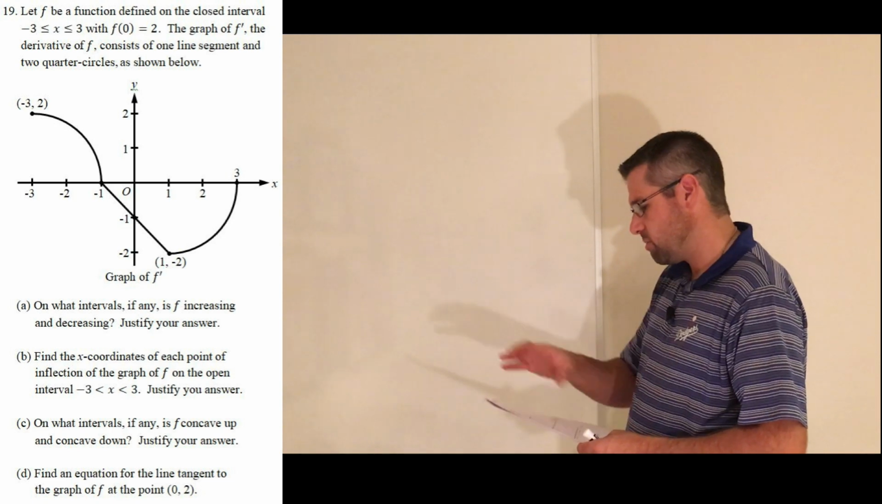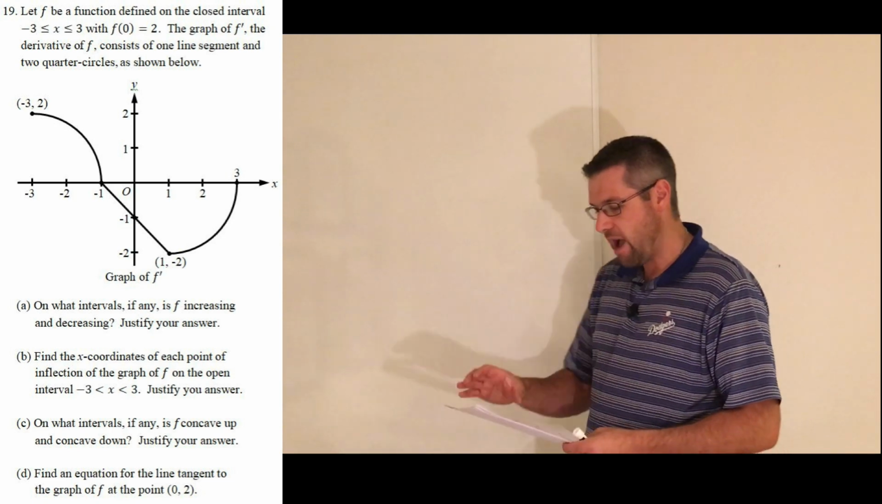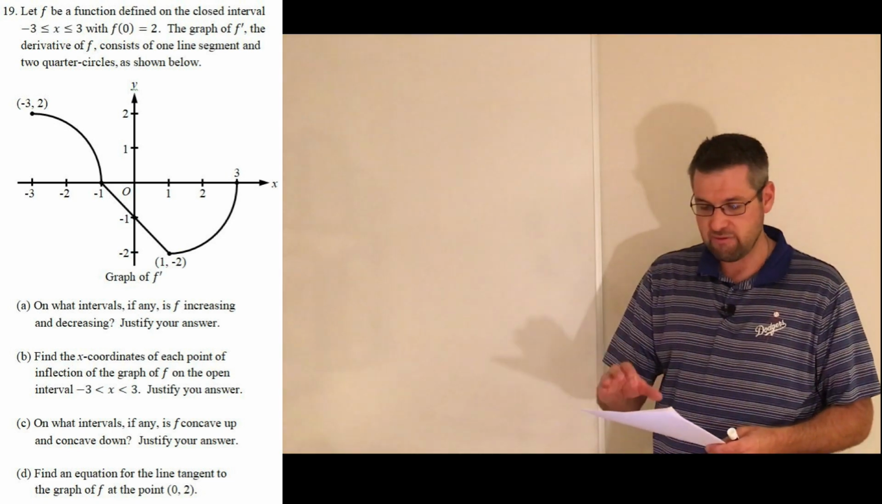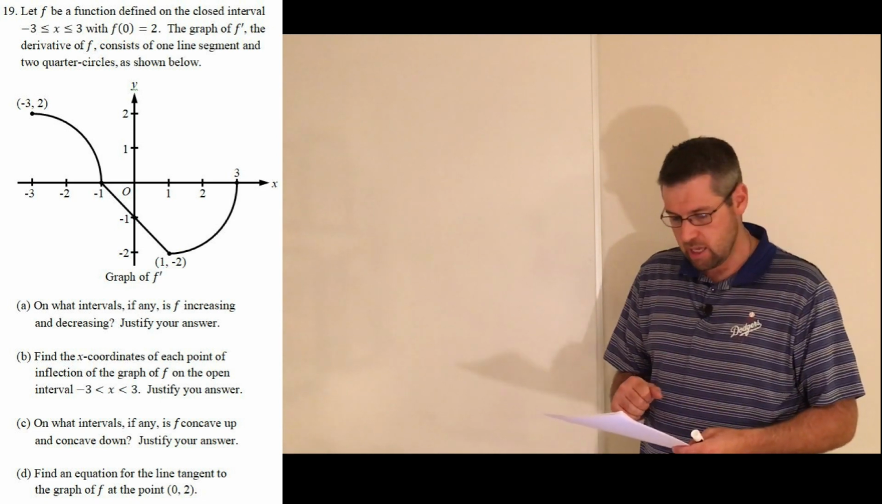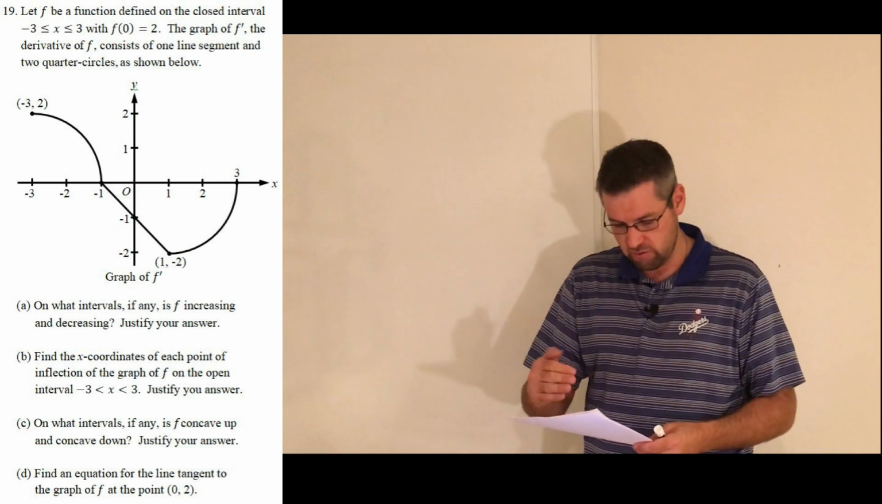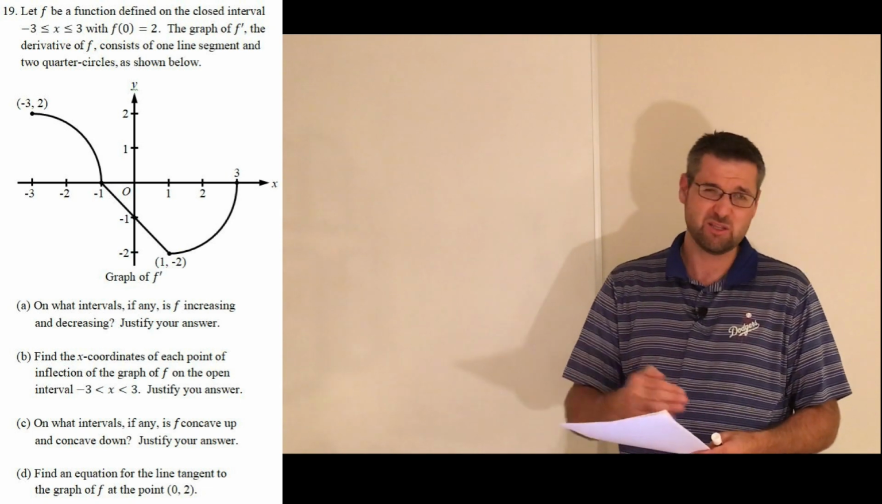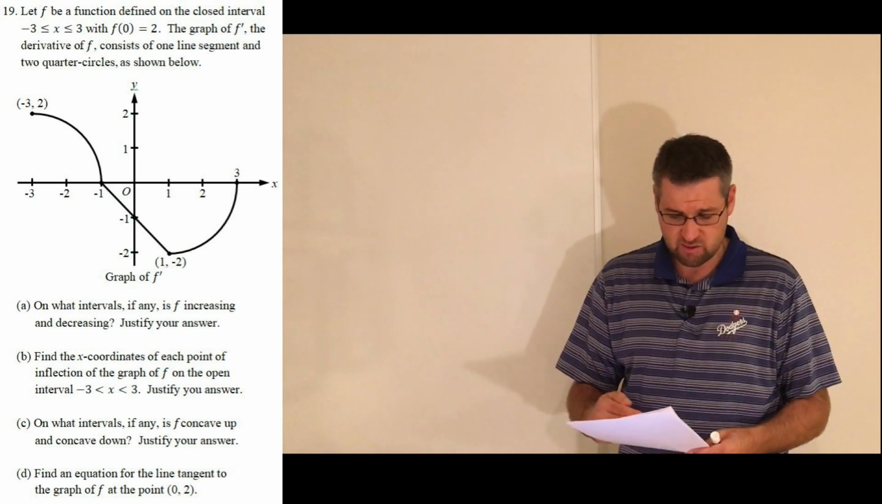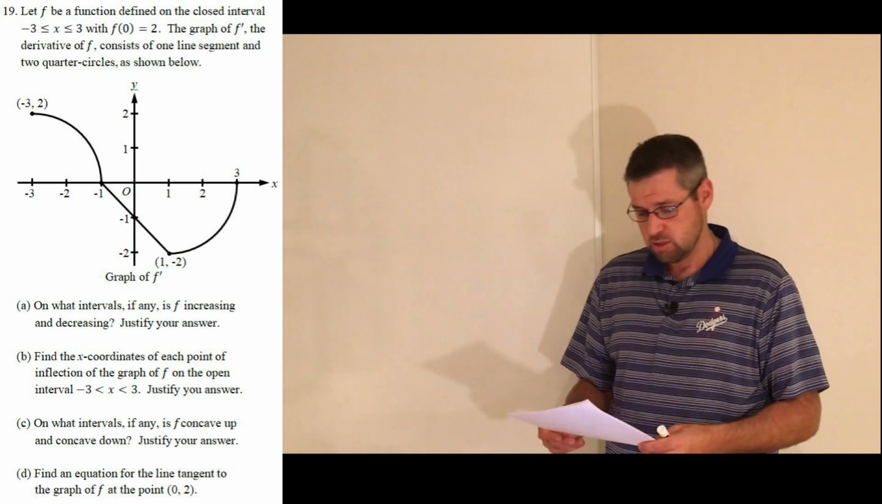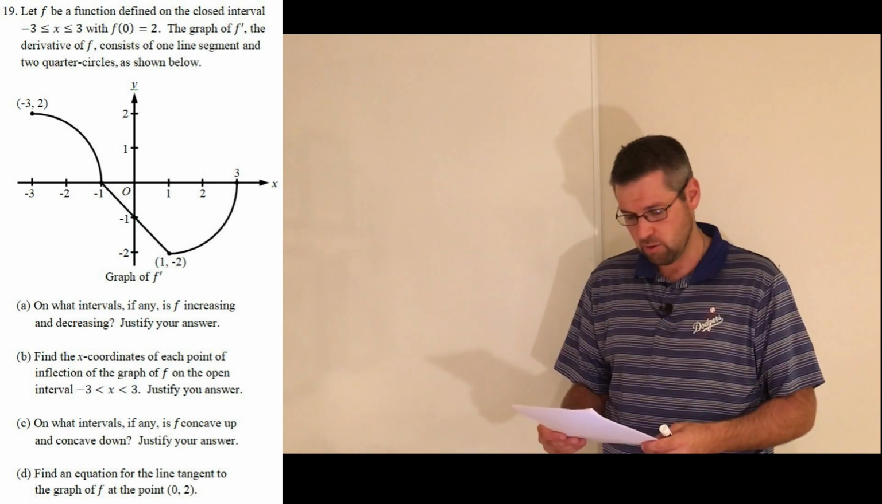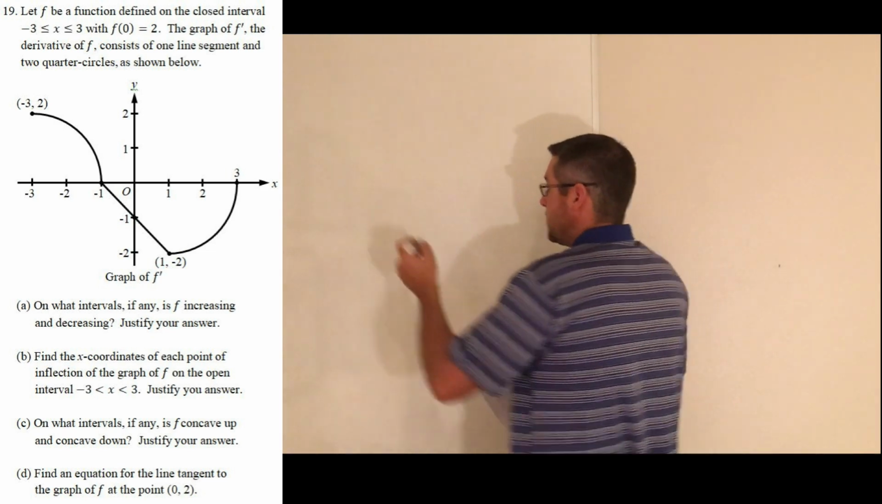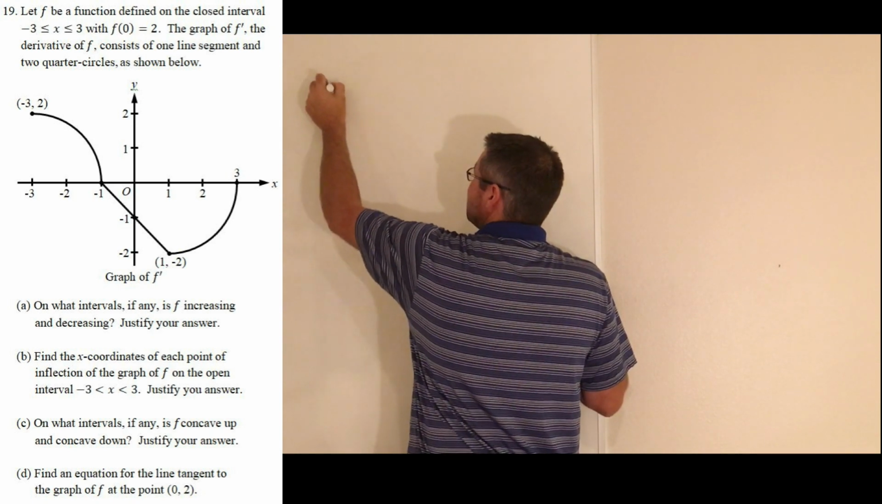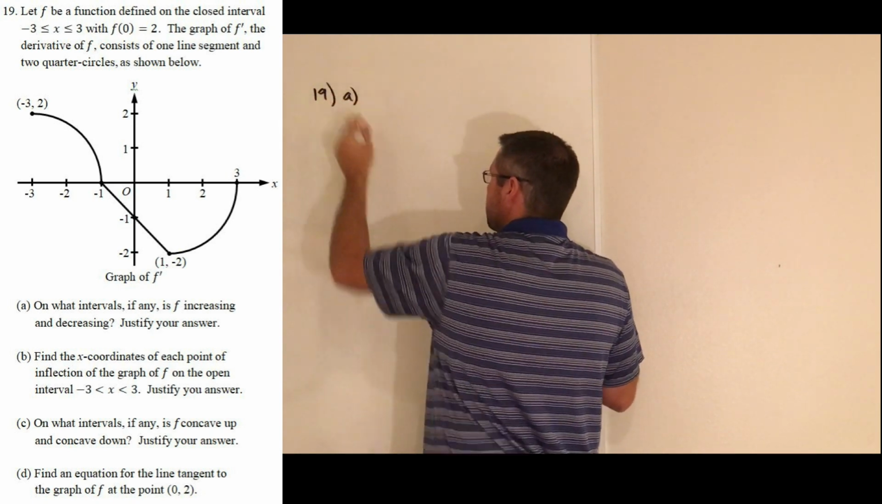So it gives us some information. Basically, the graph that it gives us is the graph of f prime, and we're looking for the answer to all these things, and all these interpretations, especially A, B, and C, are all going to be based on the chart. So let's go ahead and go through and solve these, or answer these questions here. Number 19, A.